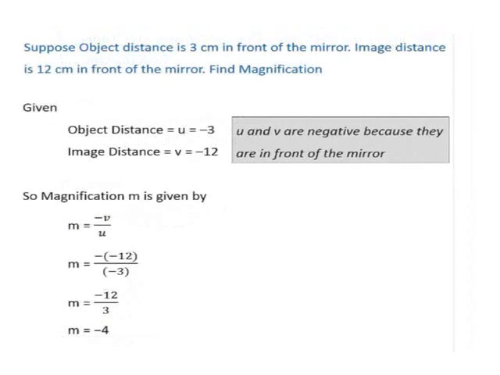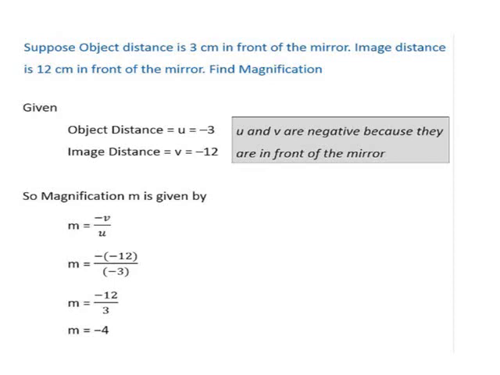Now, let's see another question on the same magnification. Read the question. Suppose the object distance is 3 centimeter in front of the mirror. So in front of the mirror is very important. Why? It gives the sign. What sign does it give, in front of the mirror? Minus. Because we are fixing the origin at the pole, then on the left side, all the readings are negative. Image distance is 12 centimeter in front of the mirror. Then it is also minus 12.